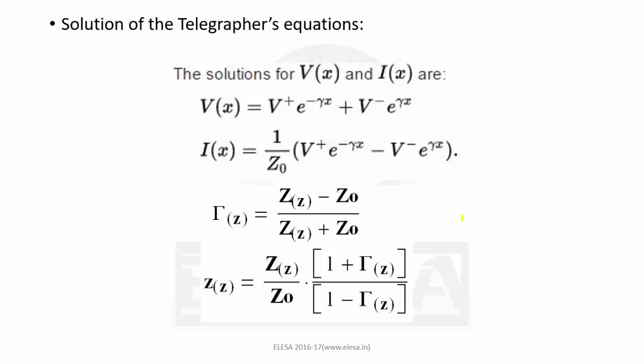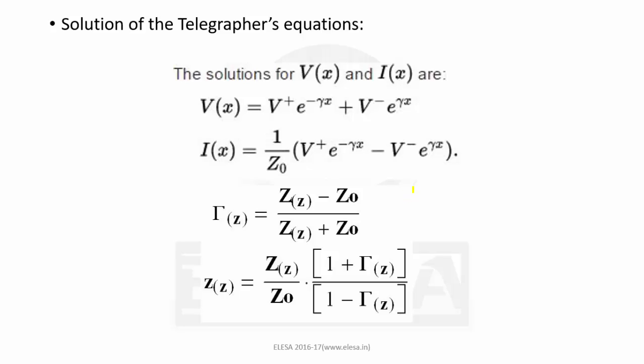So when we solve the telegrapher's equations, the solution of V of x, that is voltage, and I of x, that is current, is as follows. V of x is equal to V plus e raised to minus sigma x plus V minus e raised to sigma x. And the equation for current will be just V of x divided by the characteristic impedance Z0 with a minus sign, because we are taking the sign conventions into account.